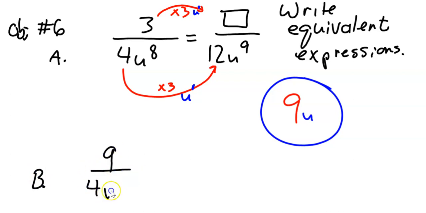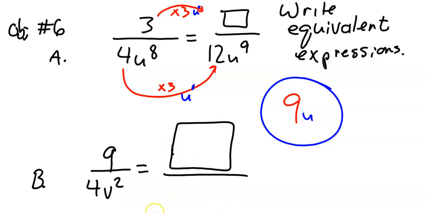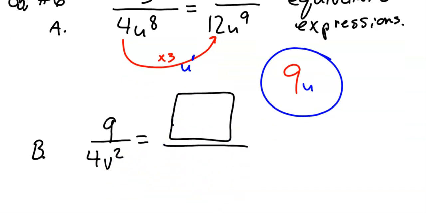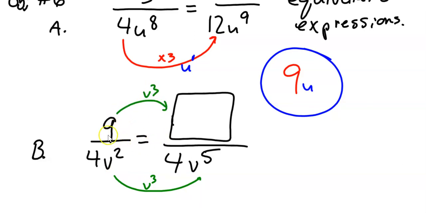So 9 over 4v squared equals, make my box bigger here. V to the 5th. Okay, number-wise, it didn't change. Went from 4 to 4. The only thing we did here was we added in an extra 3 v's. So we put in a v to the 3rd. Same thing here. You just have to put in a v to the 3rd. Well, we already have 9, so it's 9v to the 3rd.